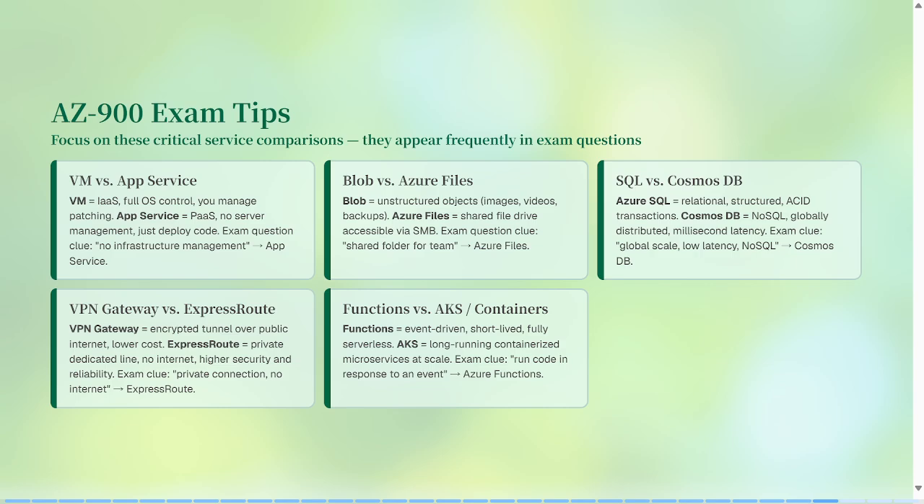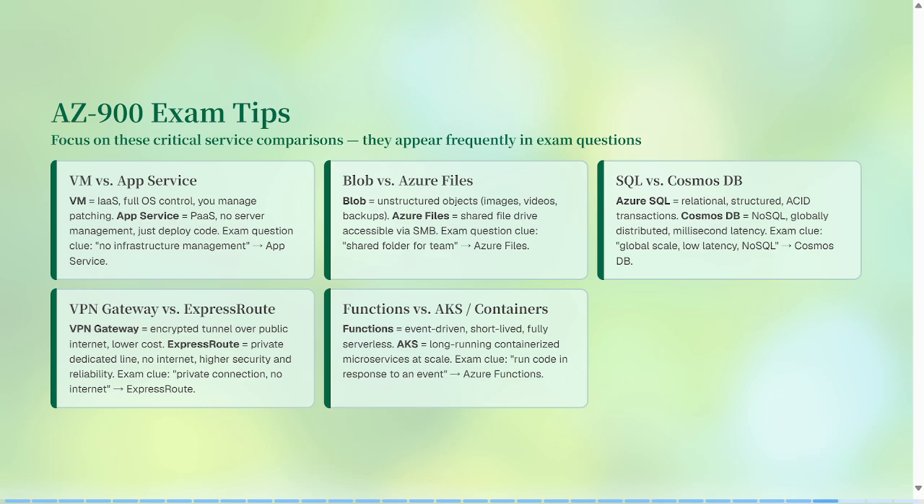Blob Storage versus Azure Files. Azure Blob Storage is used for unstructured data such as images, videos, backups and documents. Azure Files provides a shared file system accessible like a network drive using SMB or NFS. If the question mentions a shared folder for a team, the correct answer is Azure Files. So Blob equals object storage, Files equals shared network drive.